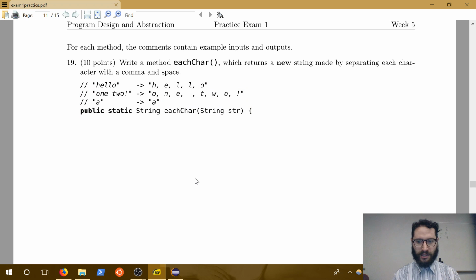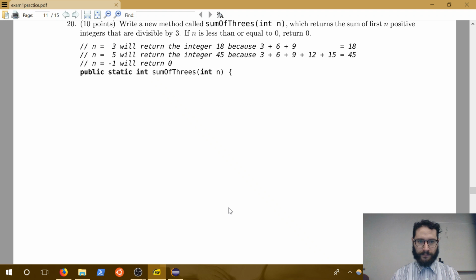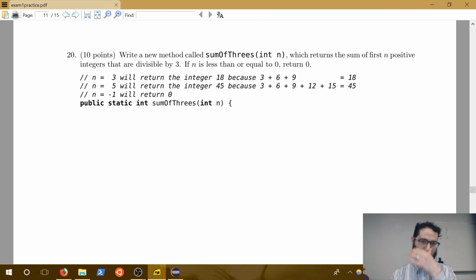Other ones to do. Write a new method called sumOfThrees, which returns the sum of the first n positive integers that are divisible by 3. If n is less than or equal to 0, return 0. So this is a running sum problem. So 3 will return the integer 18 because we calculate 3 plus 6 plus 9 is equal to 18. 5 will return 45 because we're going to sum up 3 plus 6 plus 9 plus 12 plus 15, 45.